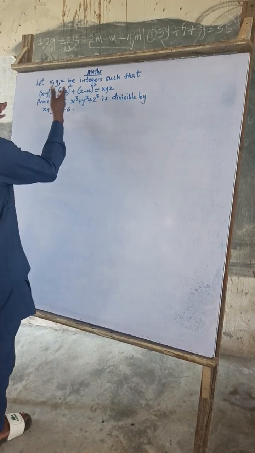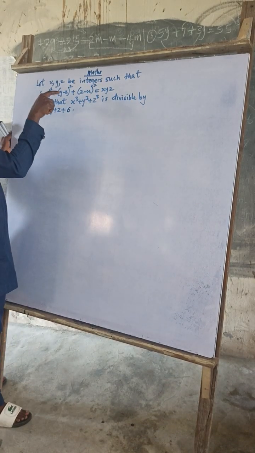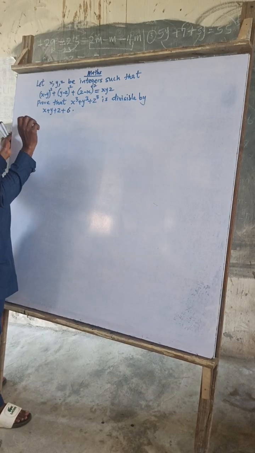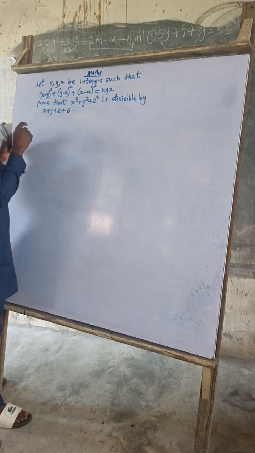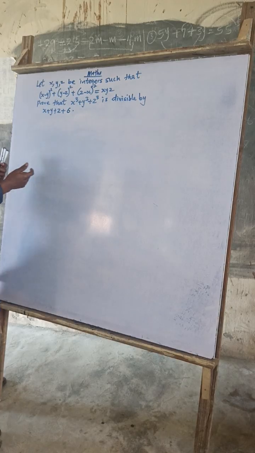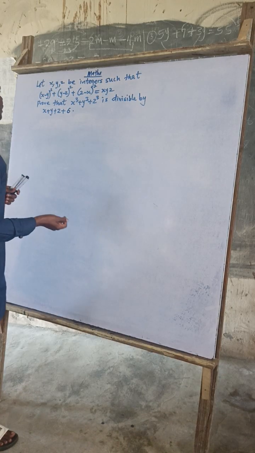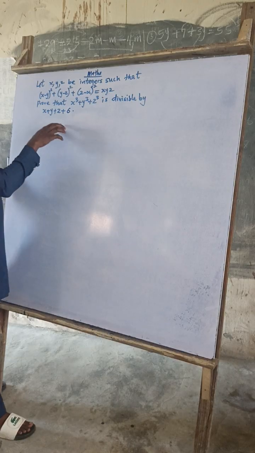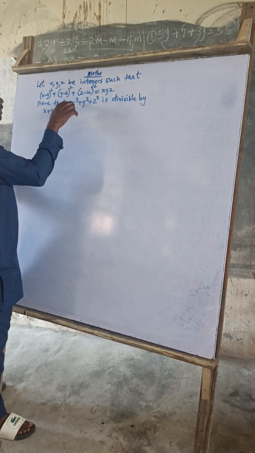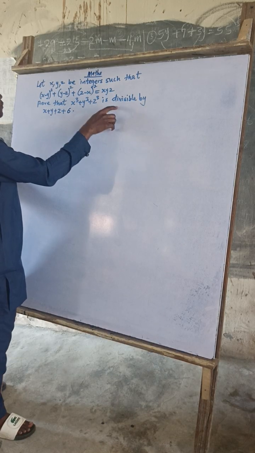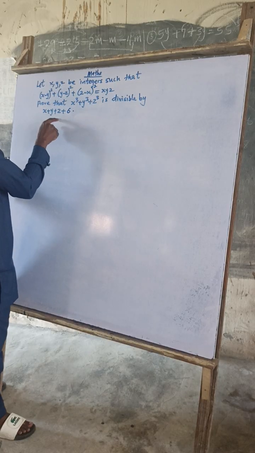We are here again, and we are given that x, y, c are integers such that (x minus y) squared plus (y minus c) squared plus (c minus x) squared equals xyc. We are required to prove that x cubed plus y cubed plus c cubed is divisible by x plus y plus c plus 6.